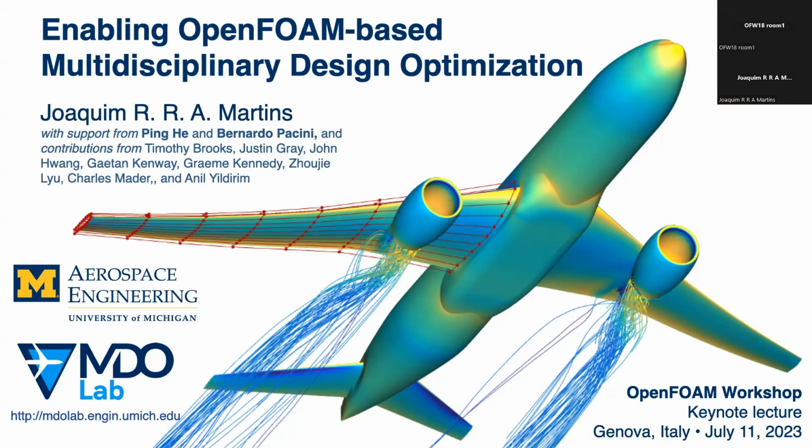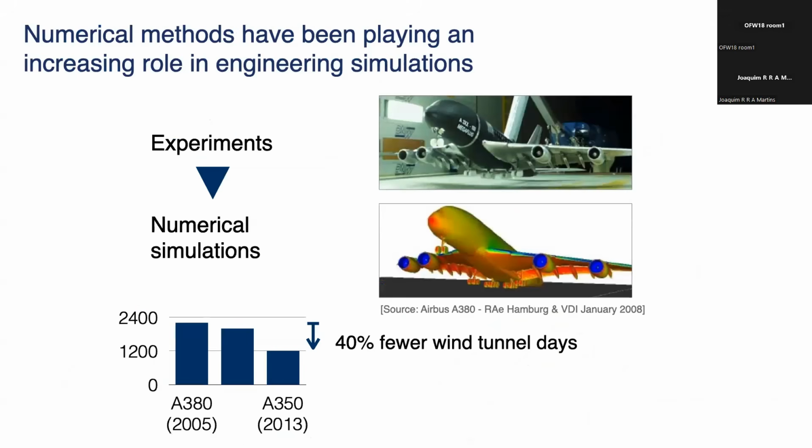Tak. Okay, so I don't think this community needs to be sold on this, but numerical methods are replacing experiments, right? It's not fully there yet. But if you look, for example, in aircraft design, state-of-the-art A350, there's a reduction in the number of wind tunnel test days by 40%, okay? So this is happening.